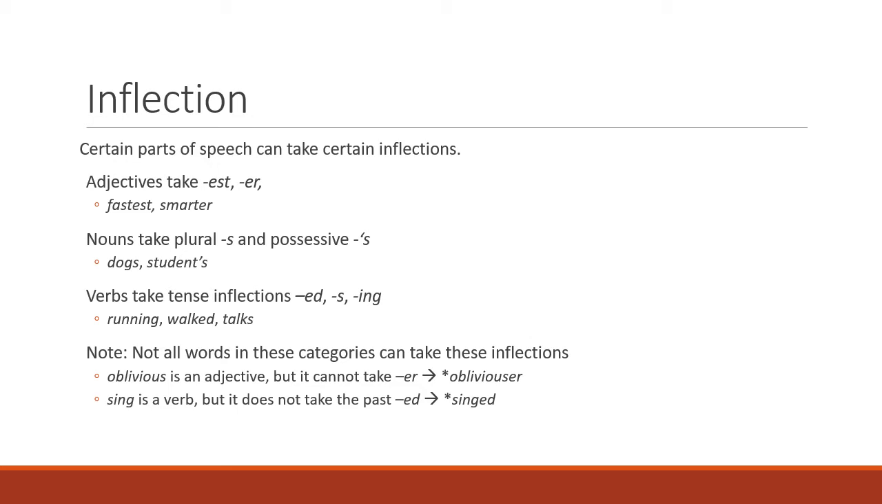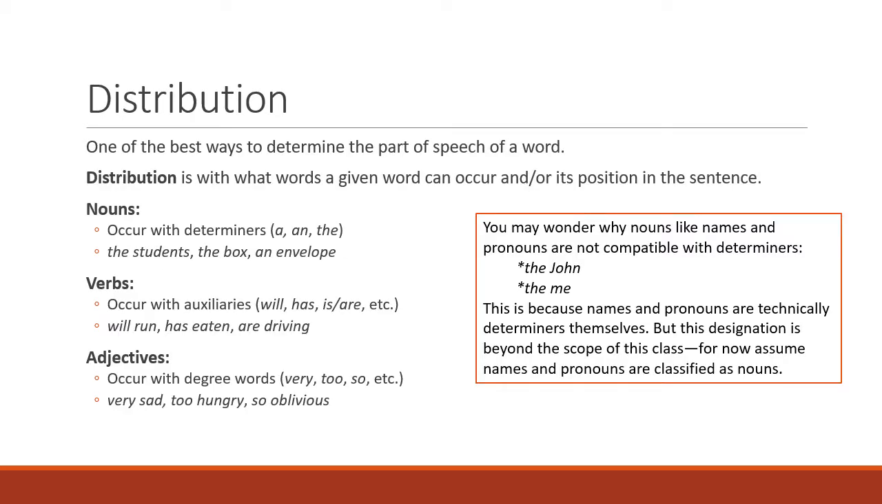Not all words in these categories can take these inflections. Oblivious is an adjective, but it cannot take -er, "obliviouser," or sing is a verb, but it does not take the past -ed, "singed." That's why you use more than one of the tests to figure out where it goes. So distribution is the third one.